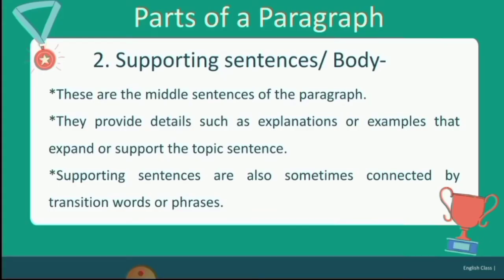Okay, so let's have the second one, supporting sentences or the body. These are the middle sentences of the paragraph. They provide details such as explanations or examples that expand or support the topic sentence. Supporting sentences are also sometimes connected by transition words or phrases, such as for instance, thus, therefore, in first, second, third, and there's more.